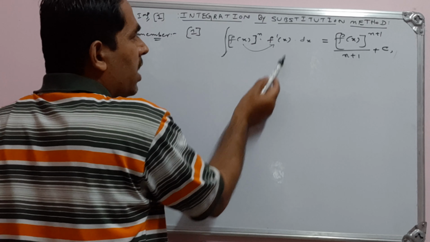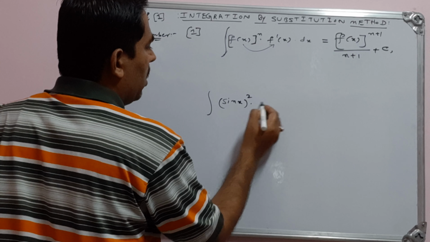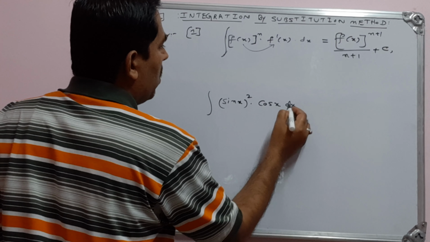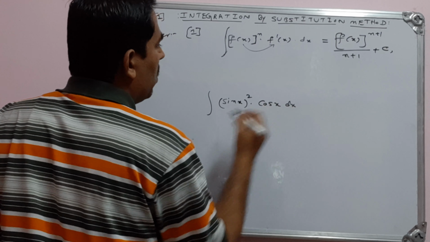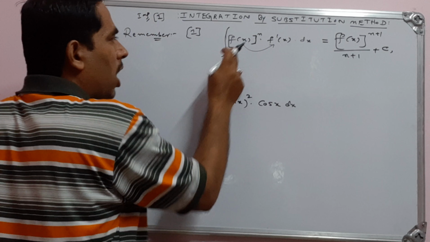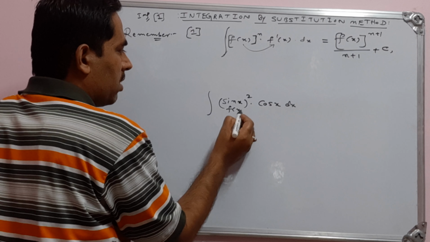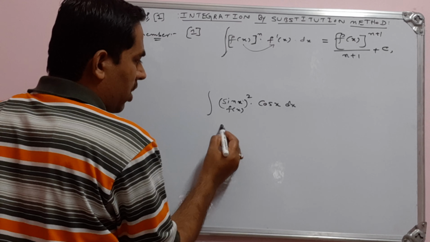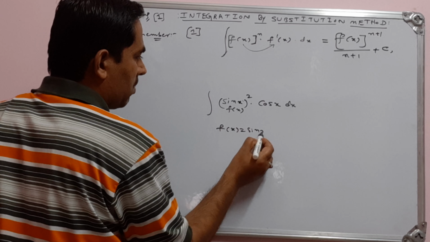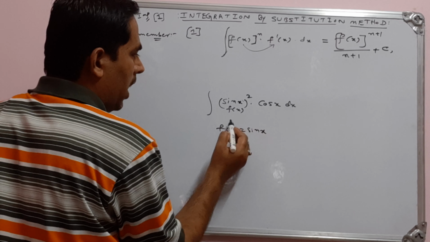For example, observe this carefully. If I want to integrate sin x whole square into cos x, compare this and this. Let me think of this as a function: f of x is sin x, and here the power is 2. If I differentiate this, I get the derivative f dash x. The derivative of sin x is cos x. This is my function and this is my derivative.